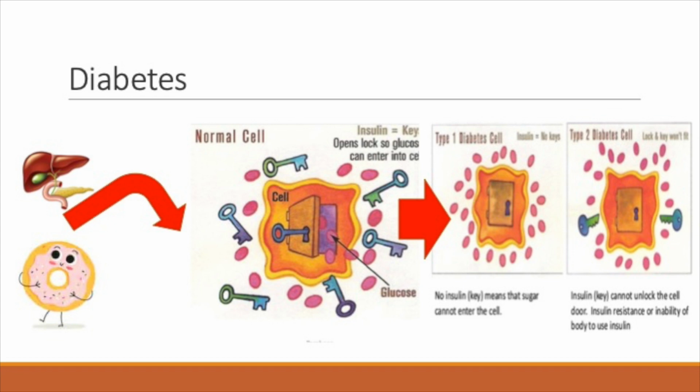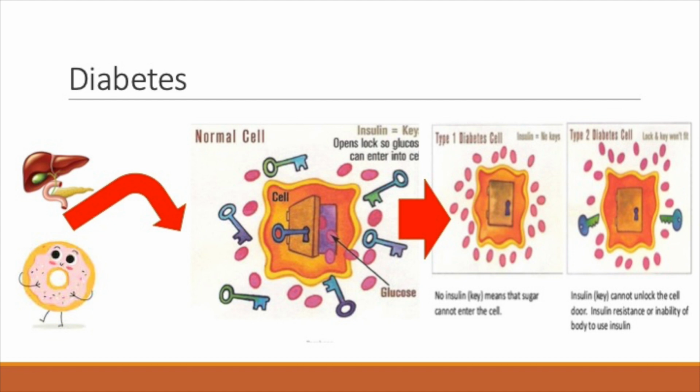So what is diabetes? This disease state is best explained by the key and lock analogy. For type 1 diabetes, the pancreas is unable to produce insulin. So no insulin, no key. It means that the sugar cannot enter the cell. Thus, the sugar stays in the blood, and high blood sugars are toxic for the organs and tissues.